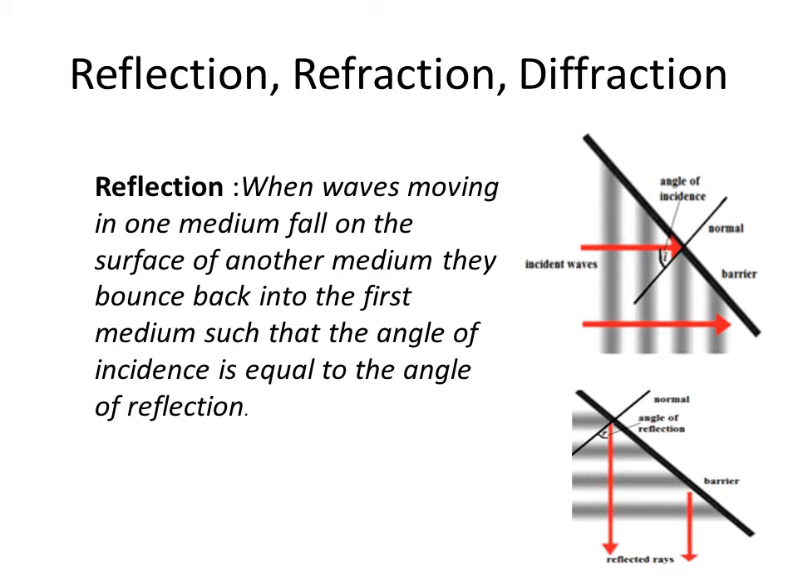Reflection. When waves moving in one medium fall on the surface of another medium, they bounce back into the first medium such that the angle of incidence is equal to the angle of reflection. This phenomenon is called reflection of waves.